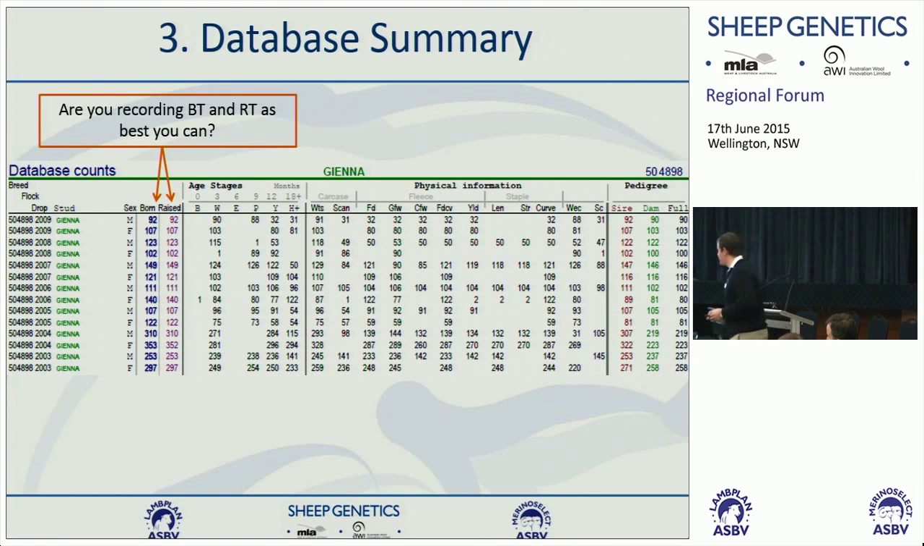So first up, we've got birth type and rear type count. So you can see here, this property thinks that they've been having 92 born and 92 raised. Okay, so it is feasible, but if you know for a fact that you're seeing lambs dead in between birth and weaning, then chances are this won't equal that one. So if you're entering it properly, it should be a bit different. Or it could be right, you could be doing very well.